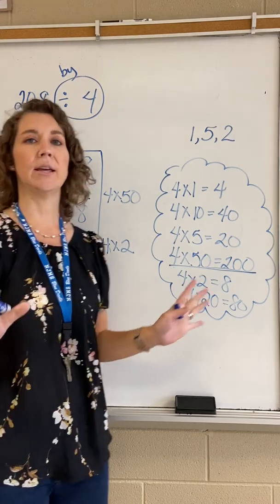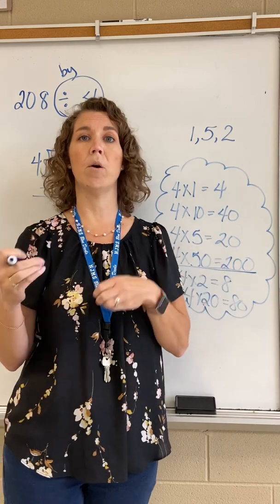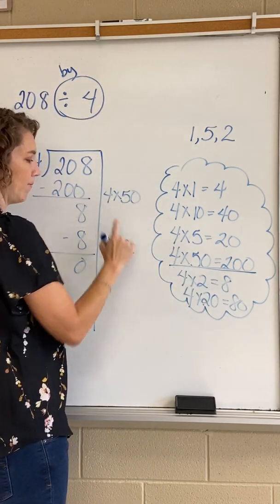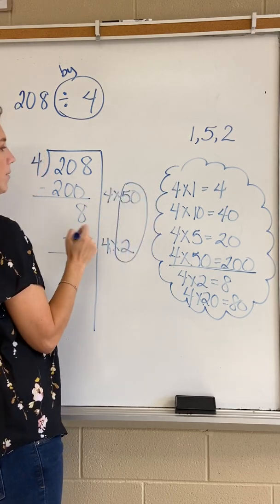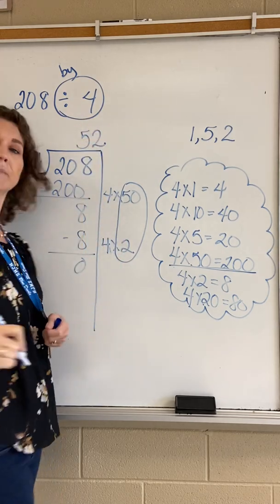Now the answer is, how many groups of 4 did I use? How many groups of 4 will go into 208? And we had 50 groups of 4 and 2 groups of 4. So how many groups of 4 go into 208? 50 and 2 is 52. Okay.